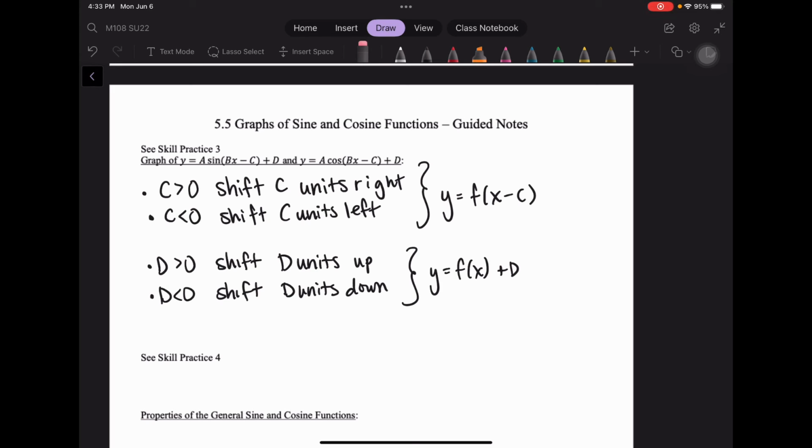There are specific properties of general sine and cosine functions. We've talked about the period, we've talked about the amplitude. We can do what's called a phase shift. When you have the graph translated, that is called a phase shift. We can calculate the phase shift by taking the value of c divided by b. That's going to move our graph left or right.